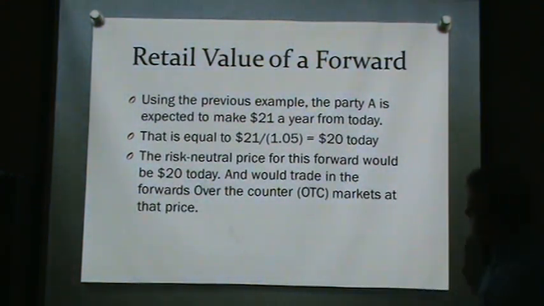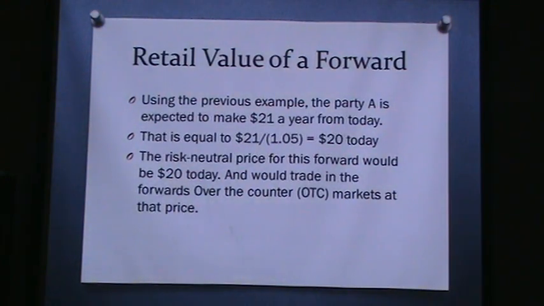Oh no, that would come out perfectly, right? 21 divided by 1.05 would be 20. So the risk neutral price of this forward contract would be $20 today. And forward contracts end up being traded on what they call the over-the-counter market. That's not regulated by a stock exchange.